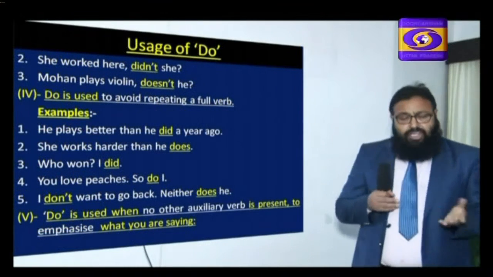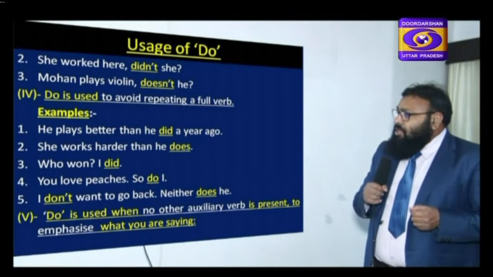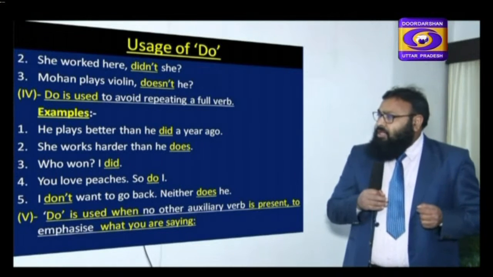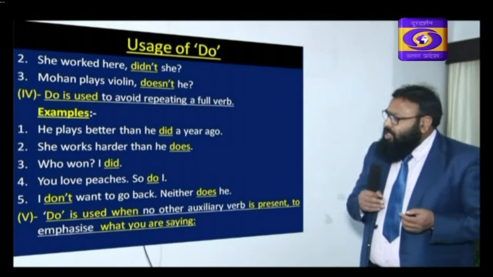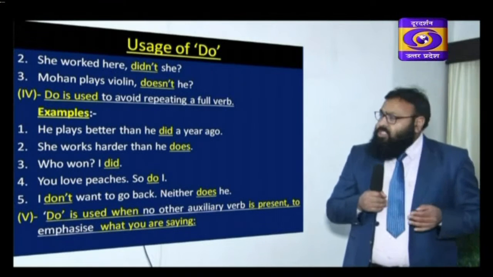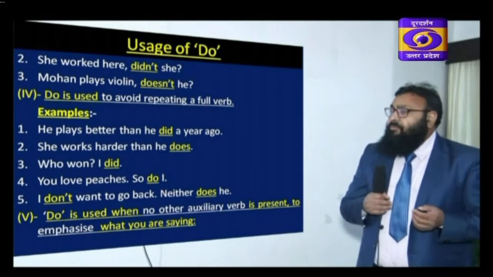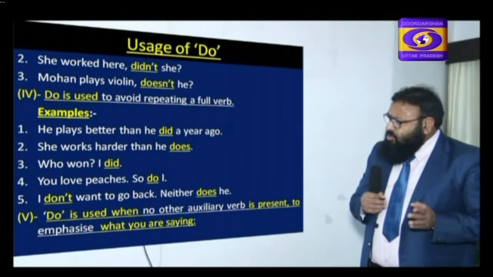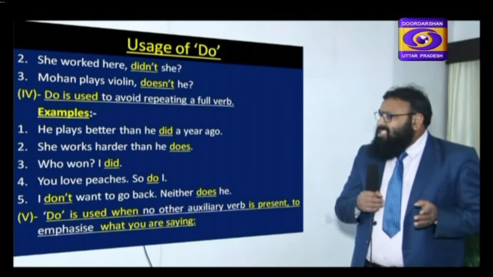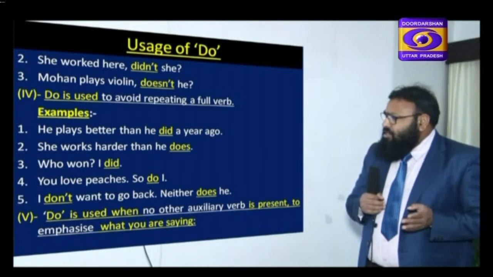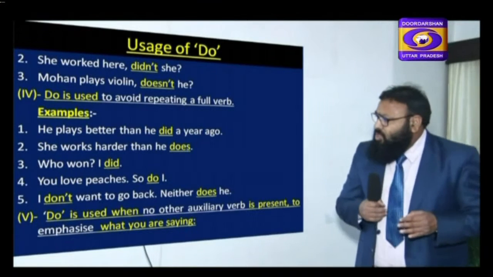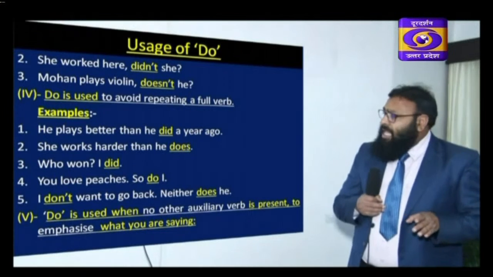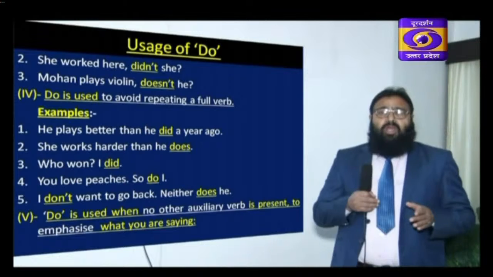She worked here, didn't she? Because this is simple past and a positive statement, the question tag is negative, didn't she? Mohan plays violin, doesn't he? Now, the statement is positive, simple present, and the subject is singular, so doesn't he has been used. What happens in a question tag? The first helping verb and the subject are repeated.